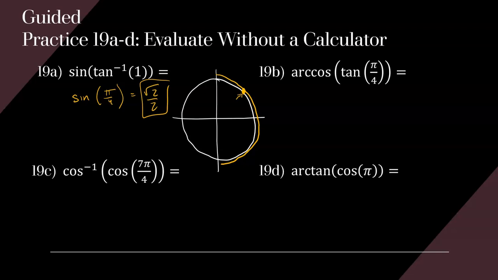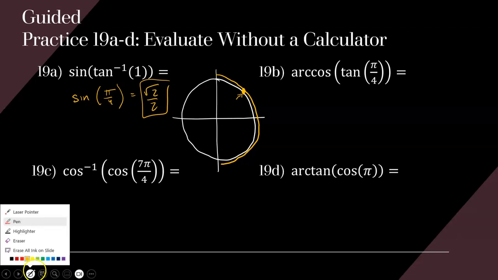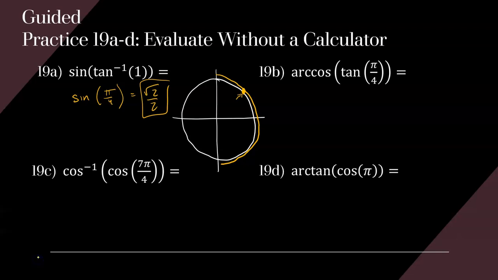Let's do another one. Let's do the one below it. So 19c, where we have the inverse cosine of the cosine of 7 pi over 4. Let's start with the cosine of 7 pi over 4. So we always start with the inside of parentheses. So 7 pi over 4, remember that's going to be down here in quadrant 4. So the cosine of 7 pi over 4, that's going to be a horizontal distance. It's in the middle. So that's a positive square root of 2 over 2.